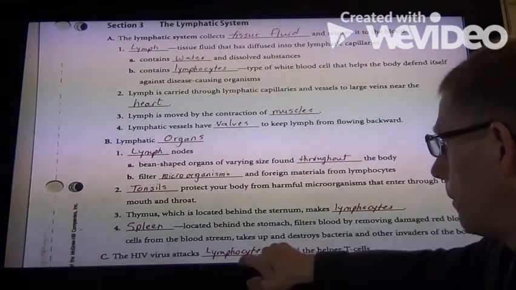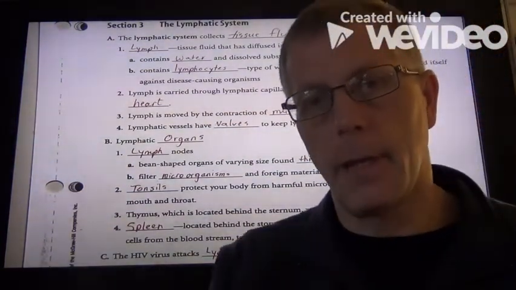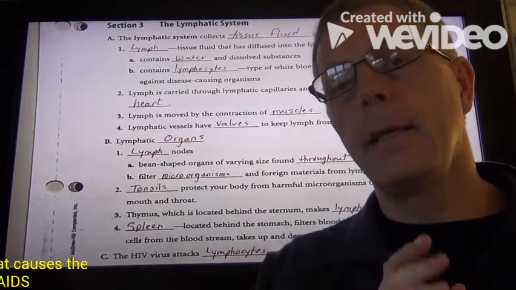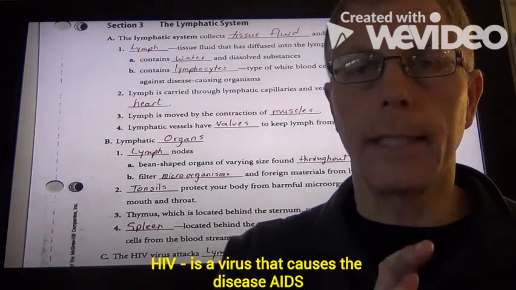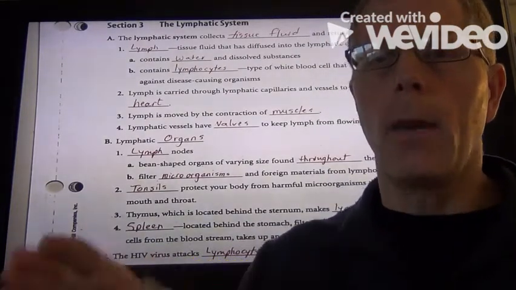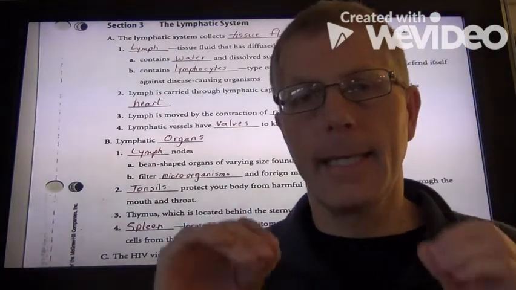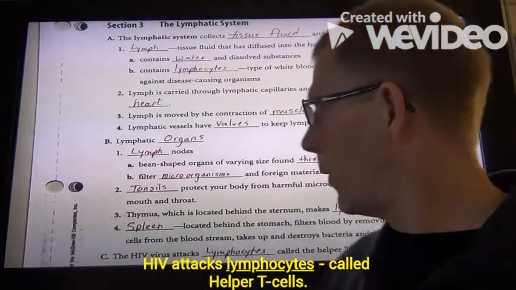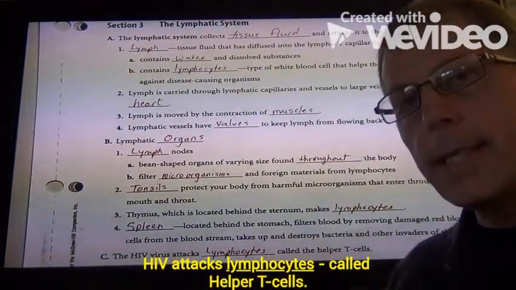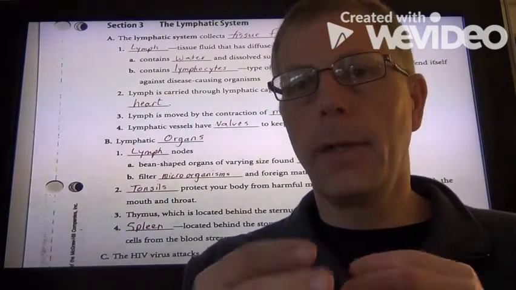And then the HIV virus, all right? That virus will cause the disease called AIDS, okay? And what that HIV virus does is it attacks lymphocytes and helper T cells. So when those helper T cells are attacked by the virus, they're not good.